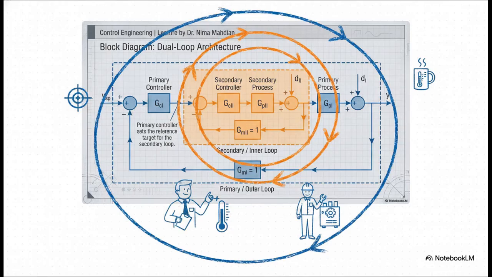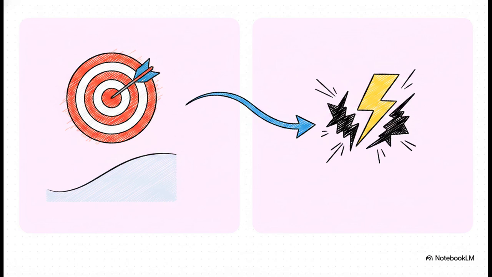So, conceptualizing this as an abstract block diagram, we can really clearly see the genius of the architecture. I want you to visualize the outer primary loop as the big picture manager. It's looking at the ultimate goal, the final product temperature. But inside it, working away, is the secondary loop. Think of this as the frontline worker. It's embedded directly at the point of disturbance, ready to intercept issues before the manager even needs to know about them.